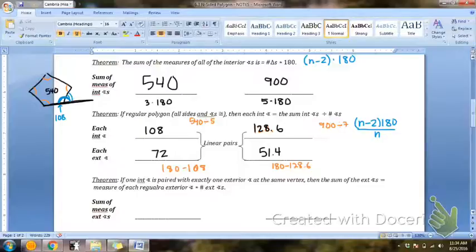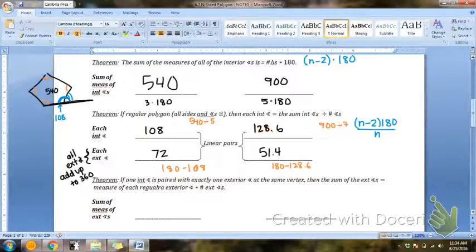So if you want to make yourself a note, all exterior angles add up to 180. Thank you. 360. Just kidding. Thank you for making sure you're paying attention.